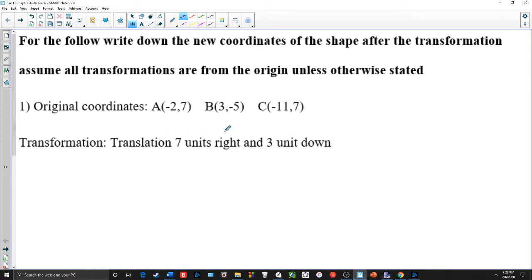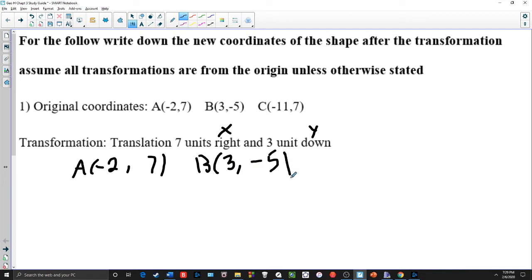So with translations, you have to remember that right is controlled by the x coordinate, and down is controlled by the y coordinate. So the x controls the right and left movement, the y controls the up and down movement. Let's go ahead and rewrite our points here just to make them a little bit easier to manage. So A is negative 2 comma 7. B here would be 3 comma negative 5. And then we have C here, which is negative 11 comma 7.